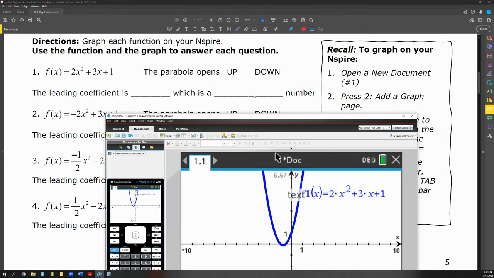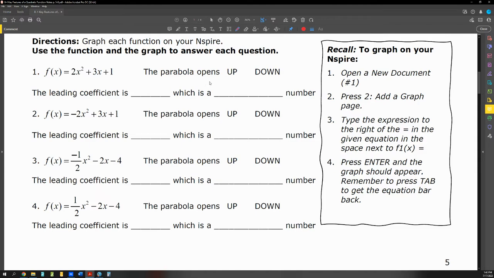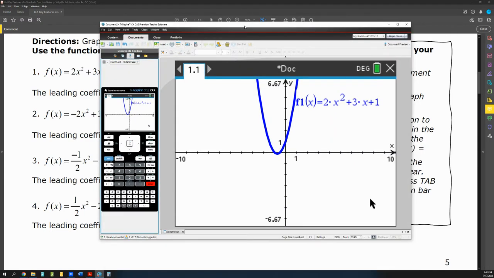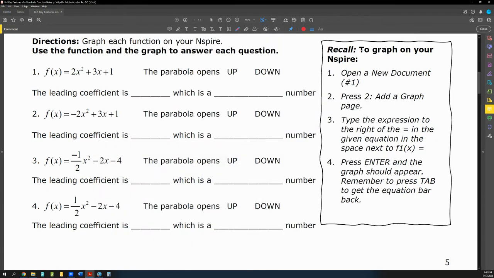Okay, so the notes are asking us, which way does the parabola open? Does it open up or does it open down? Well, I notice that this parabola opens up. Okay, let's take a look at the equation. The leading coefficient, remember, is the number before the first term of a polynomial in standard form. So the leading coefficient is 2, which is a positive number.